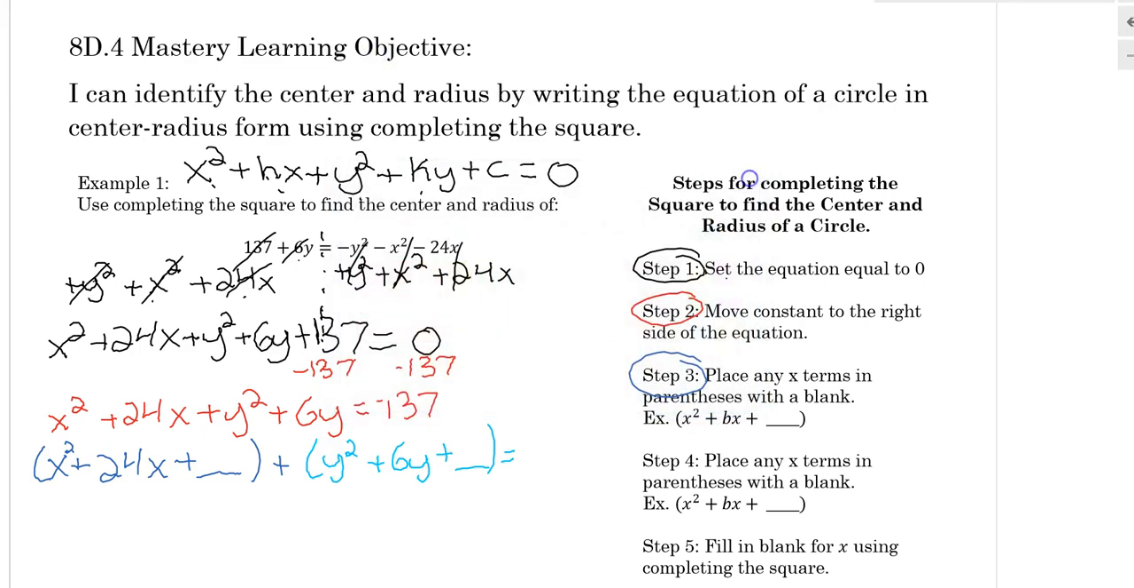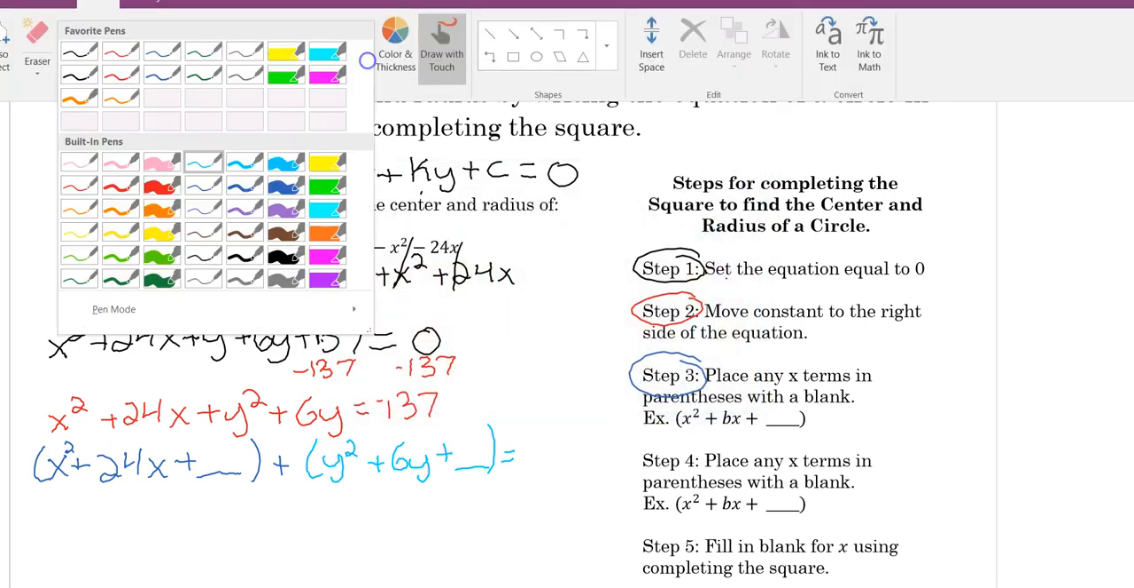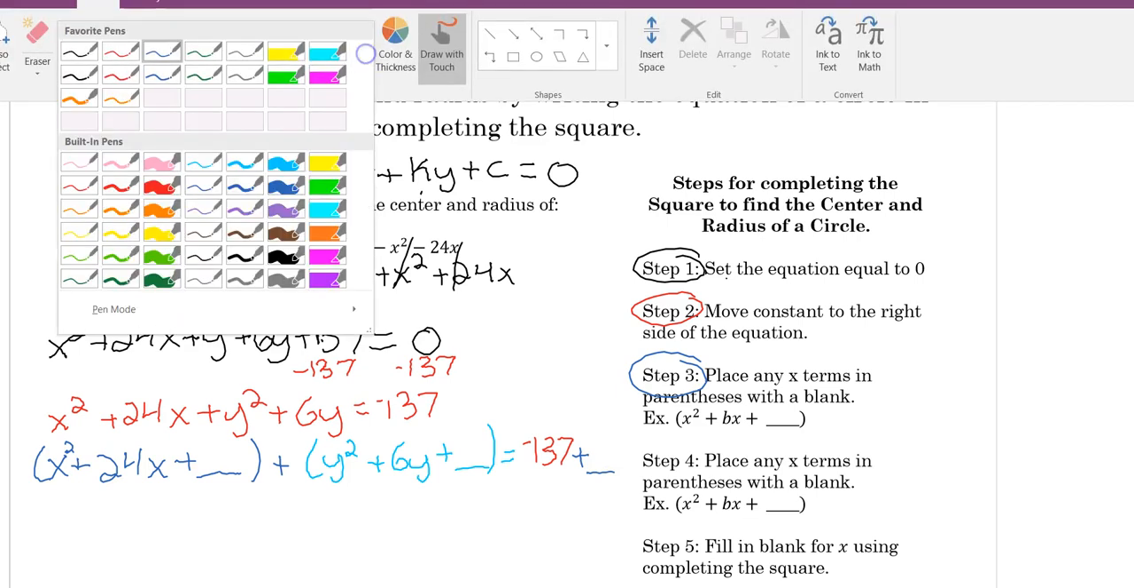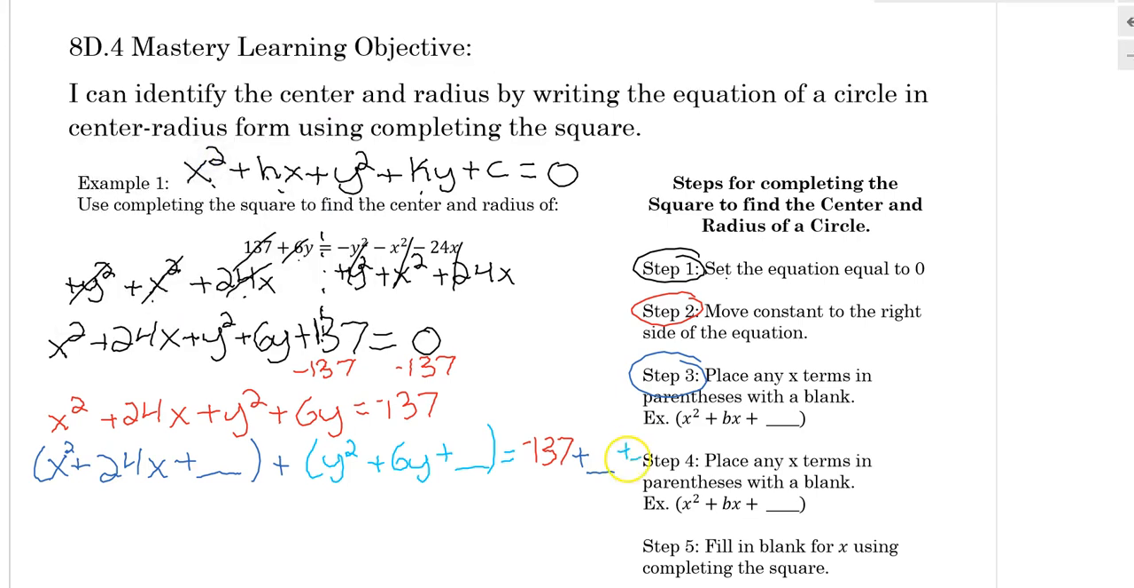Anything we do to one side, we have to do to the other side. So I still have my negative 137 plus my blank from the x plus the blank from the y. A blank here and a blank here. So I have to add both of those. And that was part of step 4. I'm going to move this up a little bit.